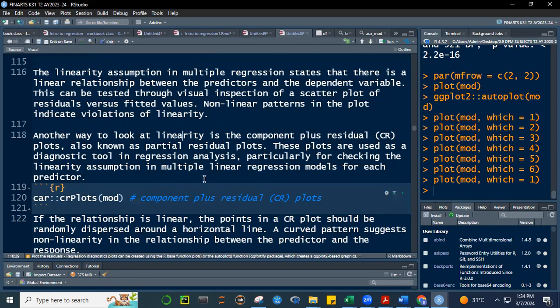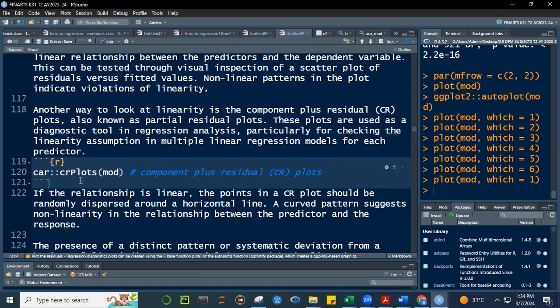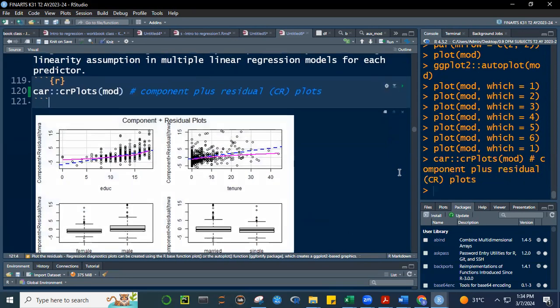Now, as I said, there's a function from the car package. Pwede natin gamitin yung component plus residual or the partial residual plots. So, ginagamit ito similar to the plot which is equal to 1 kanina for checking the linearity assumption of the predictor. Okay, so let's run this, class. Itong CR plot na to from the car package. We don't need to load this kasi this comes preloaded with R. Itong car, no? So if we run this, class, there.